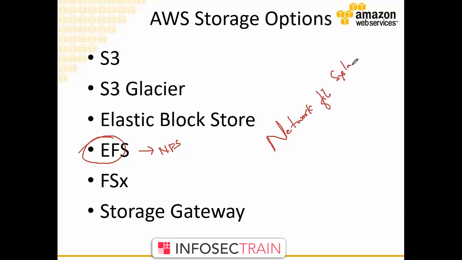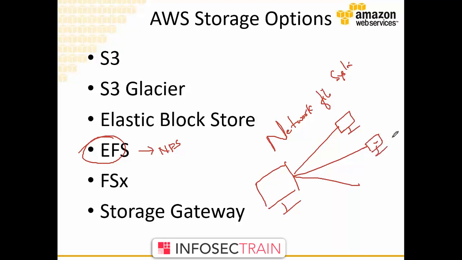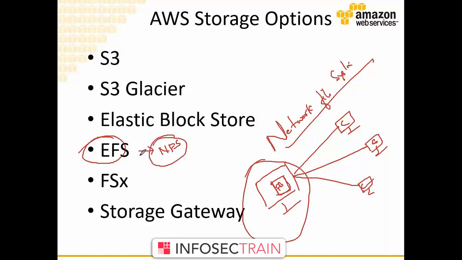Let's say for example I have a Linux server here, and some client computers accessing this. If I want a shared storage for the client computers, say a folder inside the server, and I want to share this folder across all these client computers, I can use a concept called network file system. Providing the NFS server or storage server on the cloud platform is called EFS.